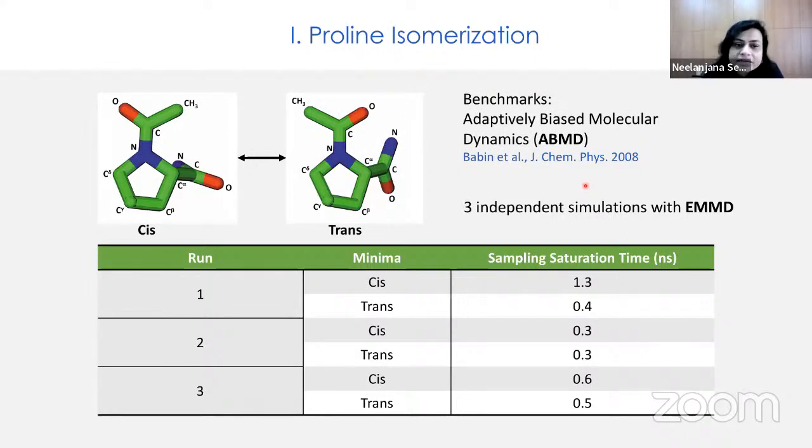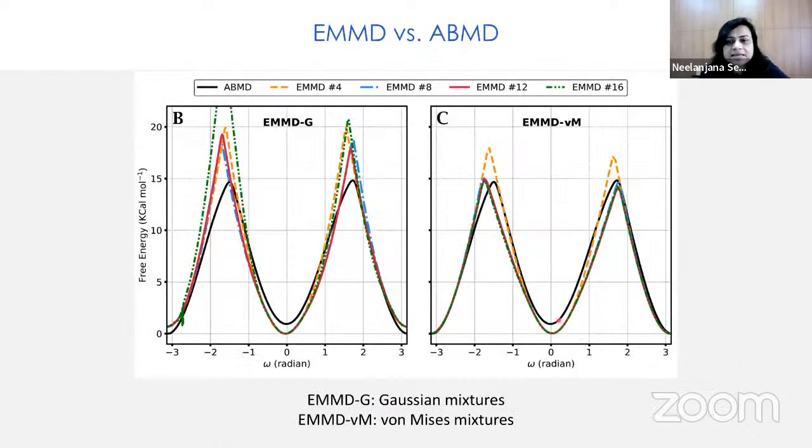I'm just looking at proline isomerization here. As a benchmark, we used a very conventional method, adaptively biased molecular dynamics. We start with 3 independent simulations with the EMMD method, with the necessary and sufficient sampling incorporated. And if we compare it with the benchmark ABMD, with the EMMD using the von Mises distribution, we can fairly satisfactorily sample the cis to trans isomerization. So that worked very well. This was the first point, and it was quite encouraging for us.